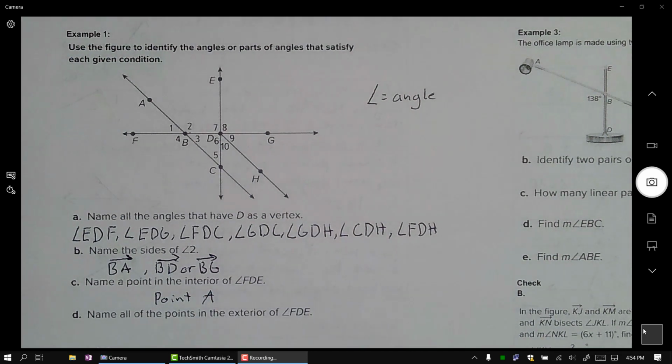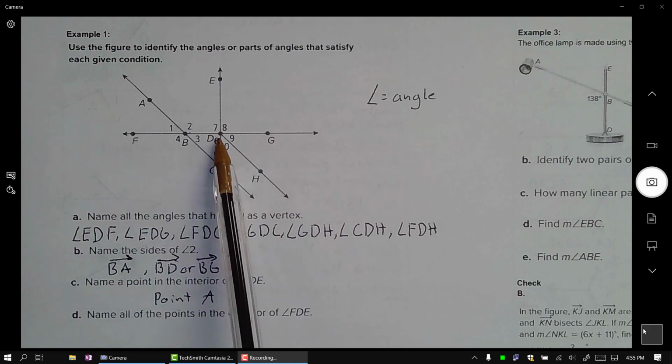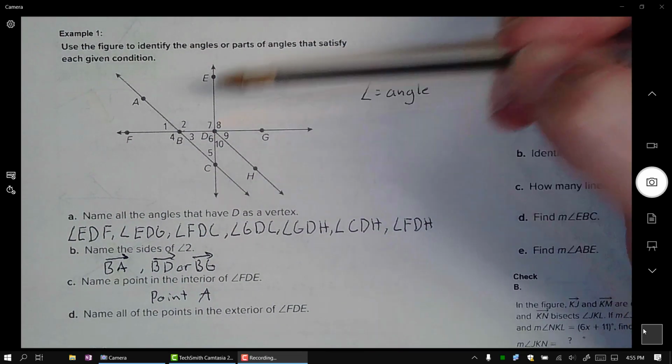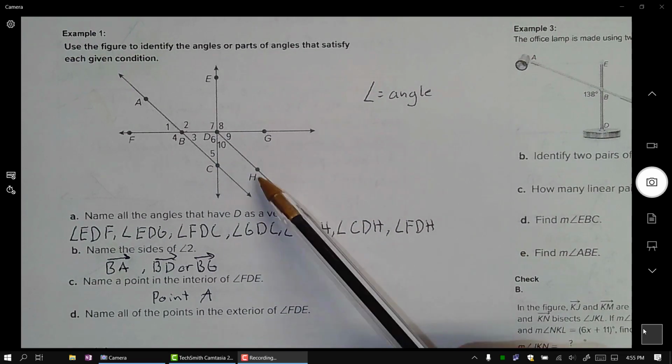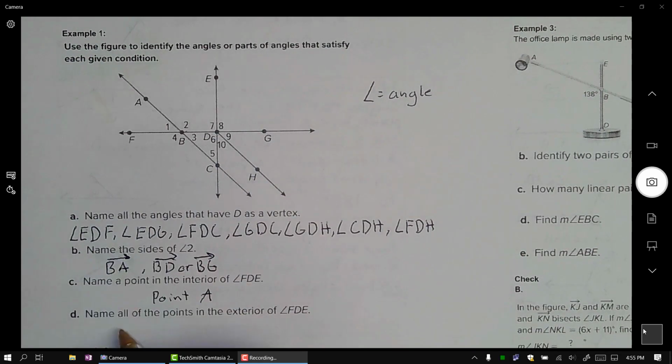Name all the points on the exterior of FDE. So that'd be all these points back over here. So we would have C, H, and G.